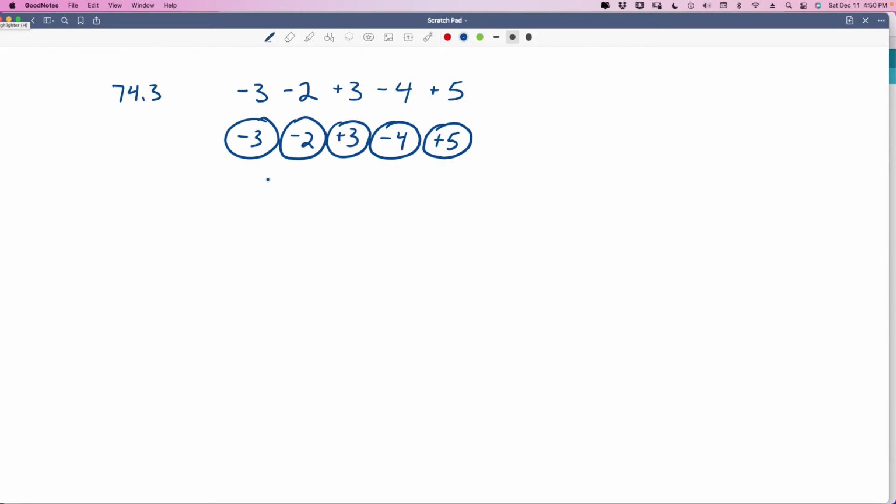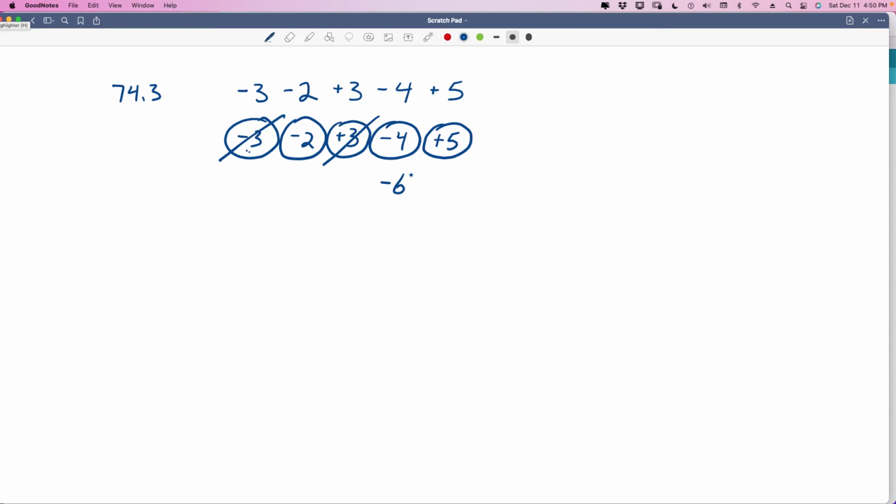Okay, so for instance, I see a negative 3 and a positive 3. A negative 3 and a positive 3 is the same as 3 minus 3. So those two can actually cancel each other out. It's almost like factoring. Now we have a negative 2 and a negative 4. Those two numbers are the same sign, and we can combine them and keep the same sign. We're going to add them together. So it's going to be negative 6, right?